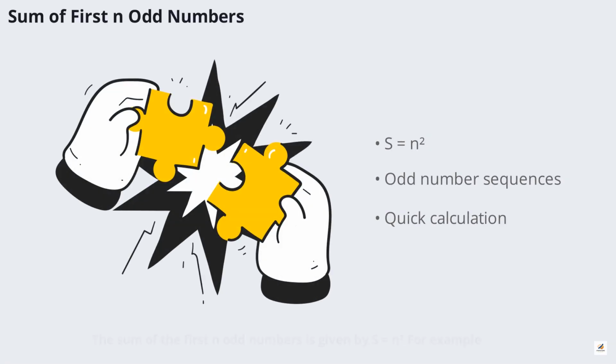The sum of the first n odd numbers is given by S equals n squared. For example, the sum of the first 7 odd numbers is 7 squared equals 49. This formula is a great time saver and is often used in competitive exams for quick calculations.